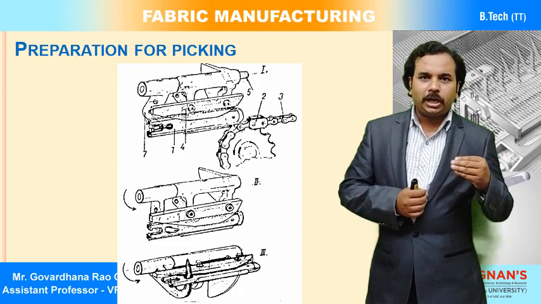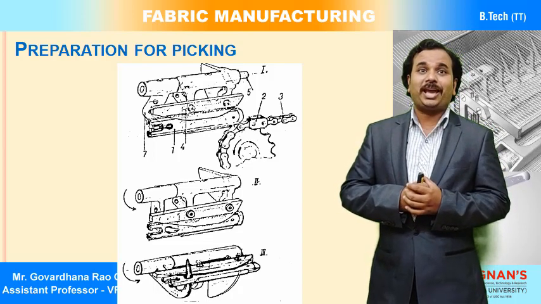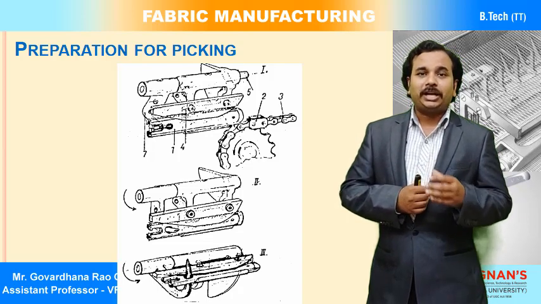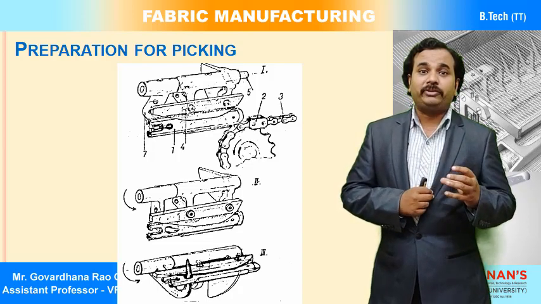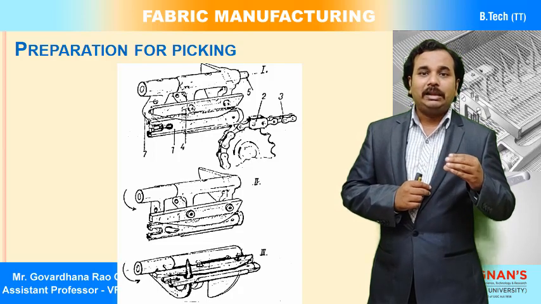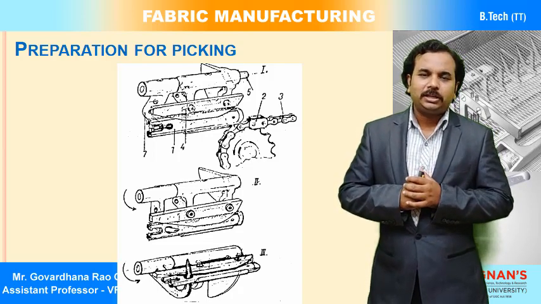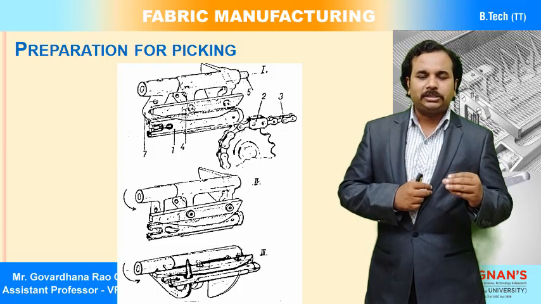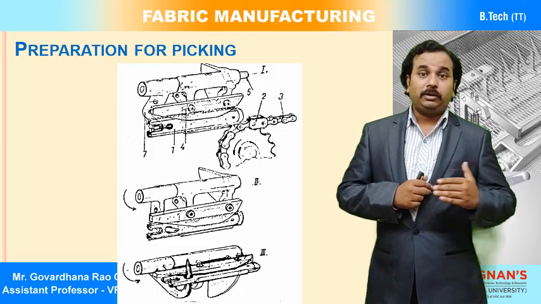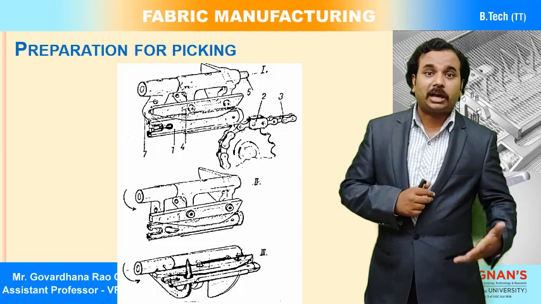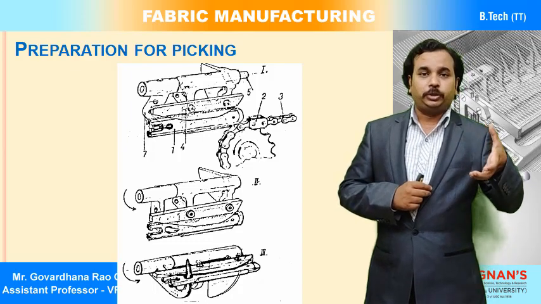So the particular projectile will be taken by the projectile lifter mechanism. Now, what is the function of this projectile lifter? The projectile lifter mechanism will lift the projectile from the conveyor chain to the picking position.